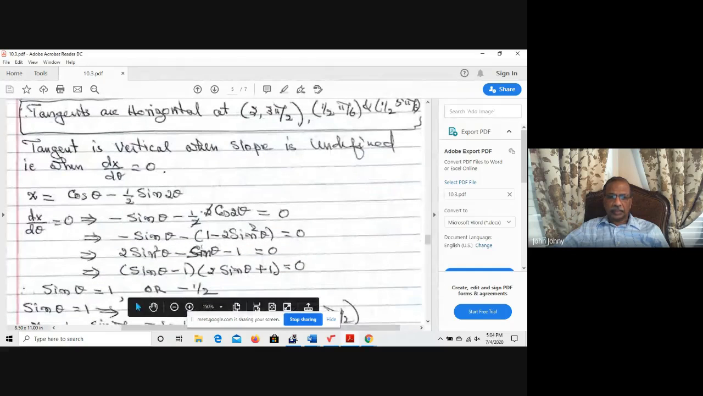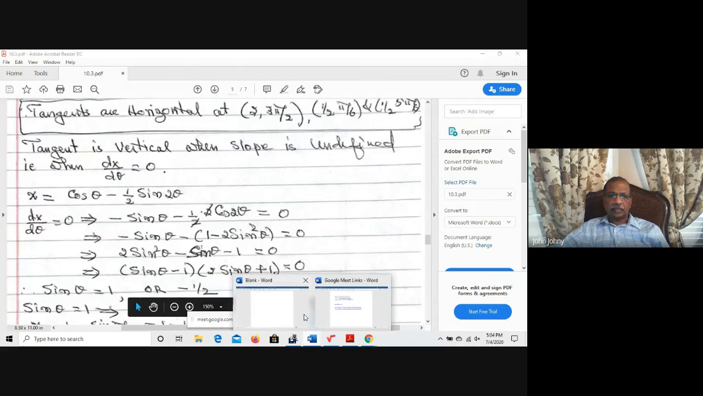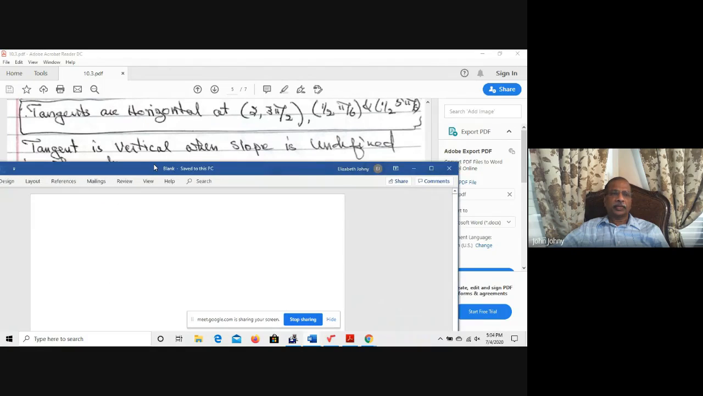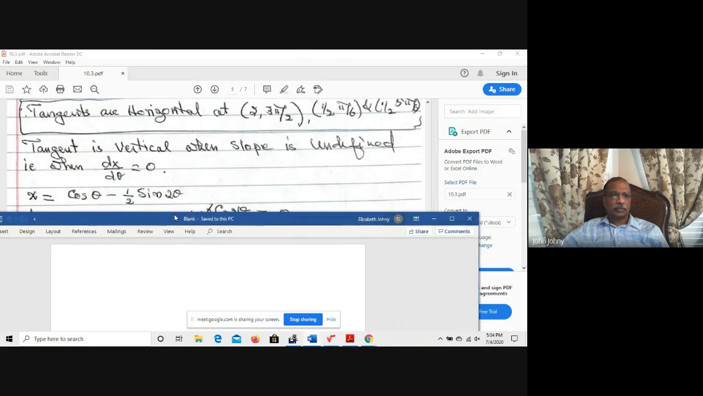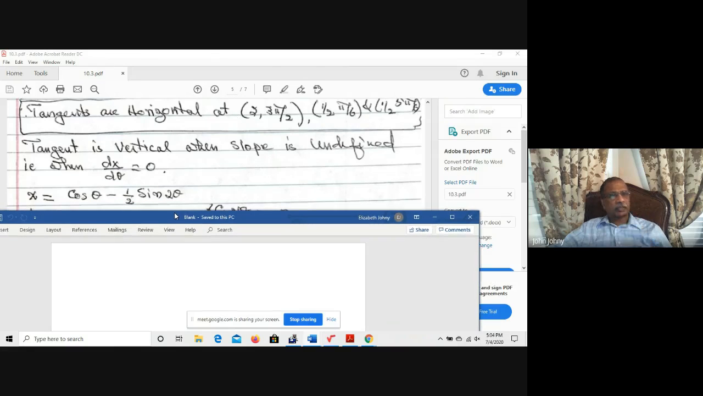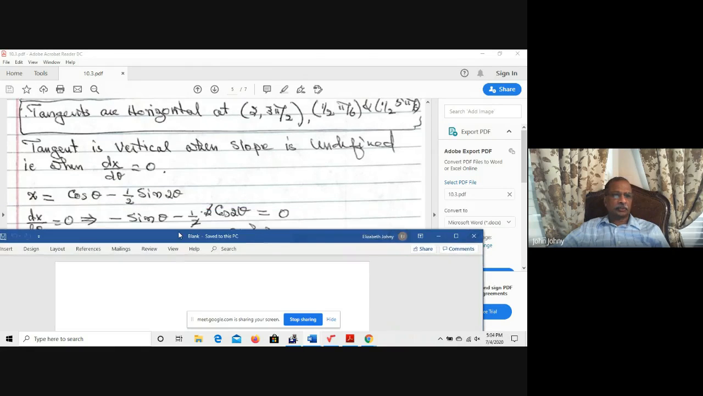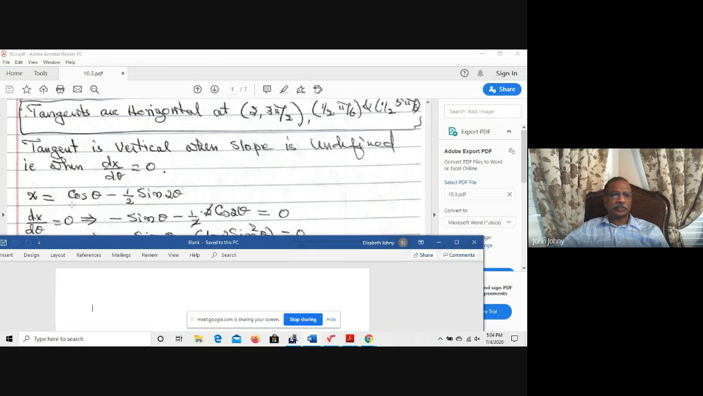Now, the tangent line is vertical if the slope is undefined. Slope is undefined means the denominator is 0. That is dx over d theta is equal to 0. x is cos theta minus 1 half sine 2 theta. So dx over d theta is equal to 0 implies negative sine theta minus 1 half times cos 2 theta.